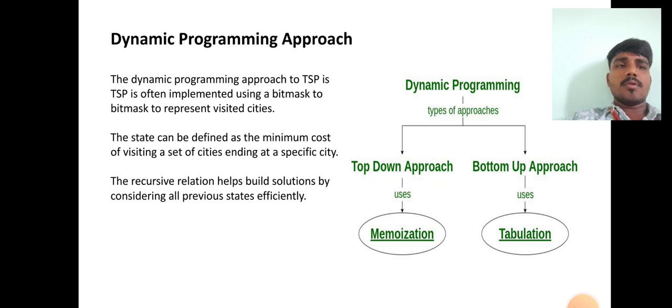Dynamic programming approach. The dynamic programming approach for TSP is often implemented using a bitmask to represent visited cities. The state can be defined as the minimum cost of visiting a set of cities ending at a specific city. The recurrence relation helps build a solution by considering all previous states efficiently.